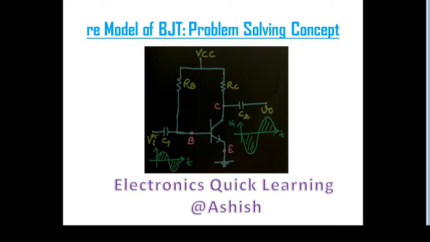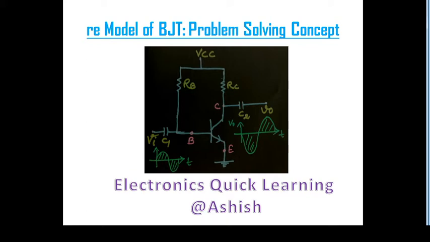In this lecture, we will cover the re model of a bipolar junction transistor. In the last video lecture, we covered the hybrid parameter re model. So today, we will look at the problem solving technique for the re model of a BJT. We will start with a fixed bias circuit.